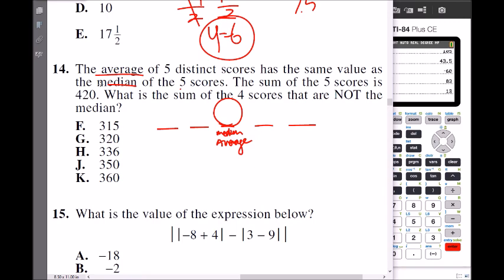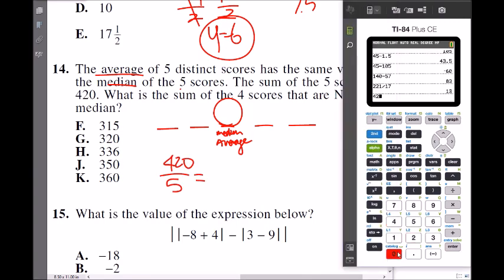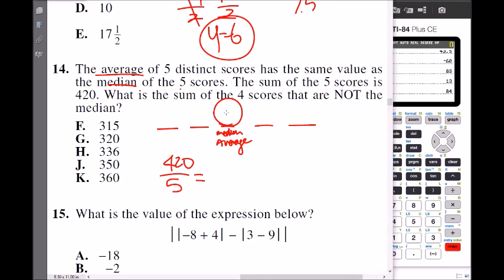So the sum of the 5 scores is 420. To find the average, you divide by 5, so it's 420 divided by 5, which is 84. So this is 84, right? Because it says the average was the middle number.